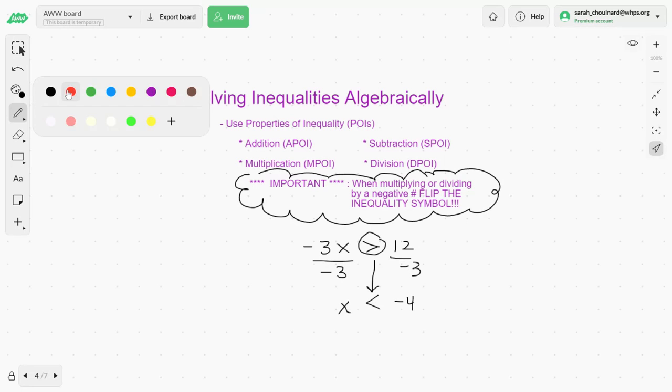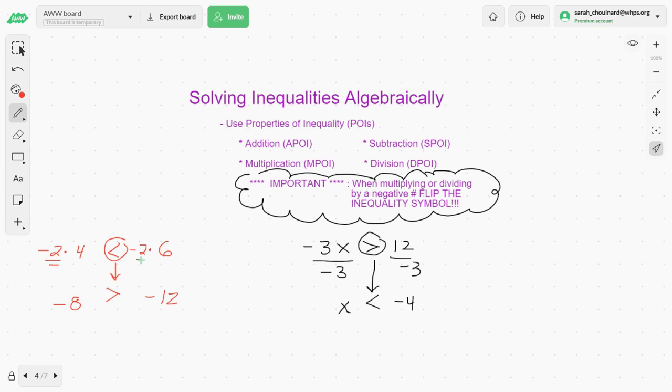Here's a quick illustration of why we do that. I think we can all agree 4 is less than 6. However, if I were to multiply by negative 2 on both sides of my inequality, I would get negative 8 on one side and negative 12 on the other. If I were to leave this as less than, this is no longer a true statement. Negative 8 is not less than negative 12. So to keep the inequality preserved, I need to flip it to greater than. Multiplying by negative 2 told me I had to flip the inequality symbol to keep it equivalent on both sides.